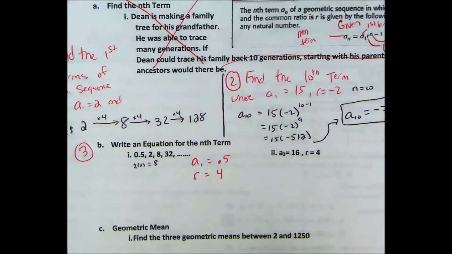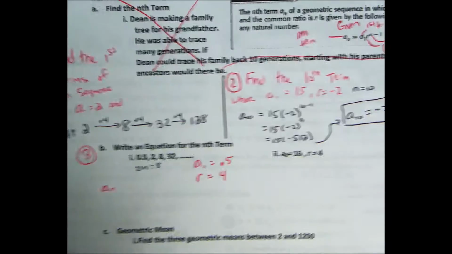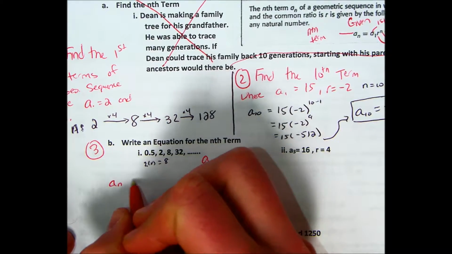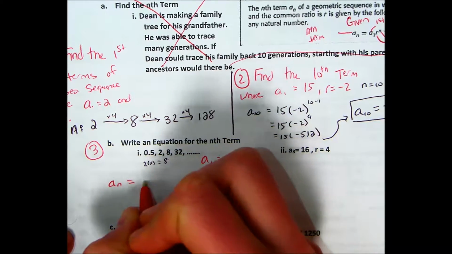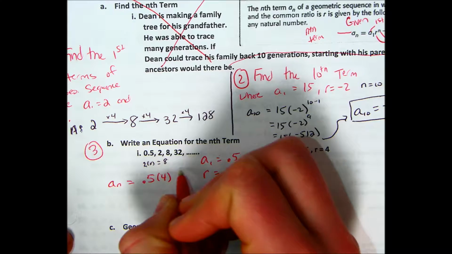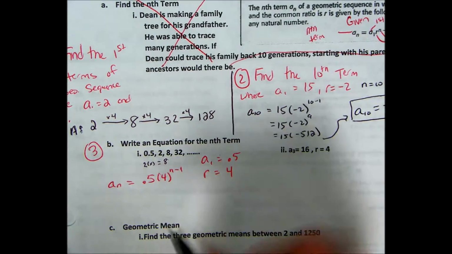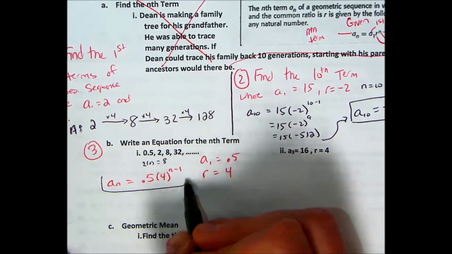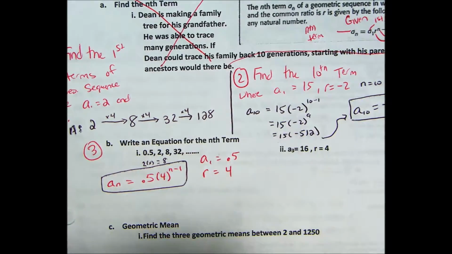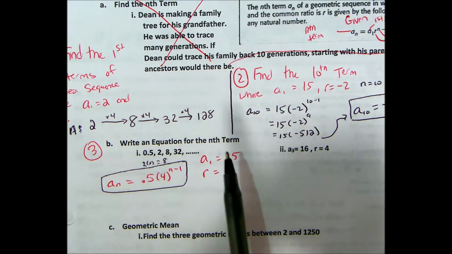Now we're just going to plug in everything we know. The nth term is equal to my first term 0.5, my common ratio is 4, and then we have the n minus 1. Again, you were just writing the equation, so now you have an equation that you can plug any n in for. We could look for the fourth term, when we plug 4 in here. If we're looking for the second term, you plug 2 in here, whatever you want to do.